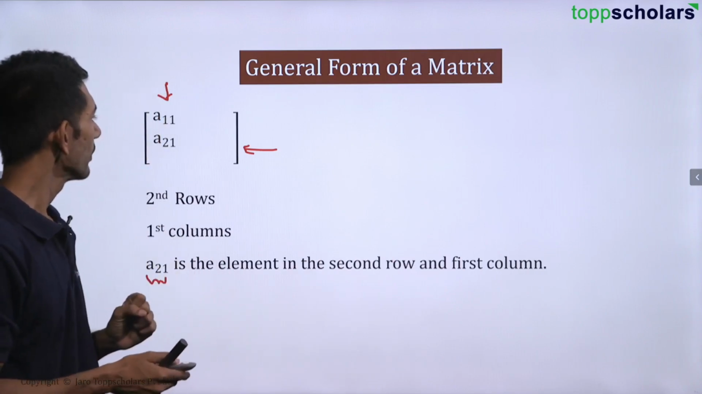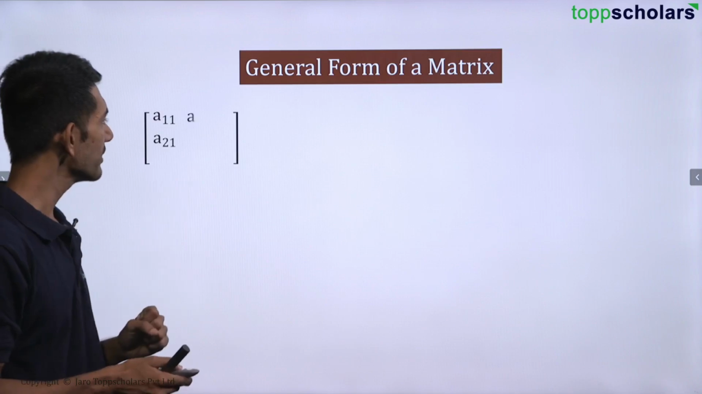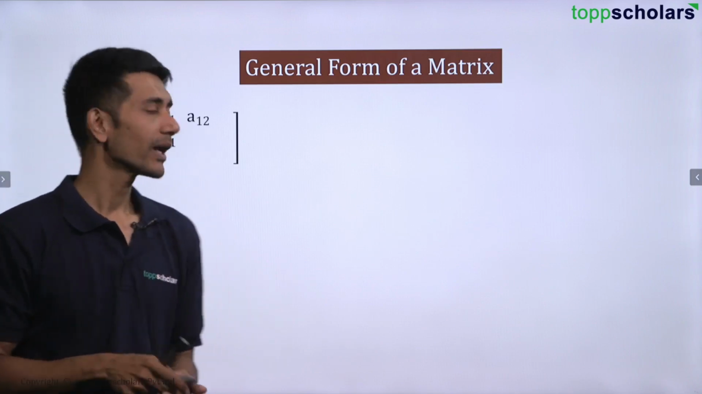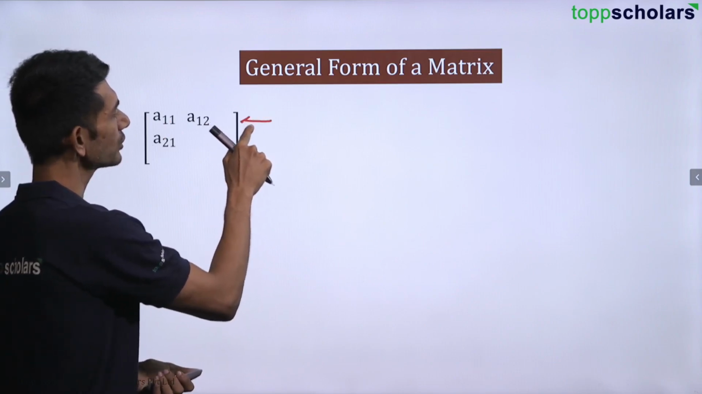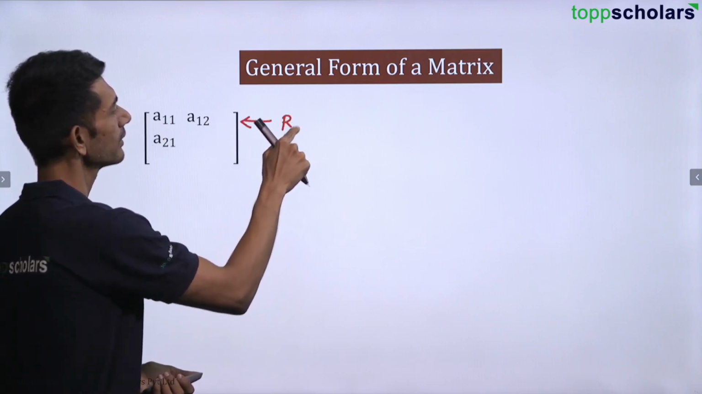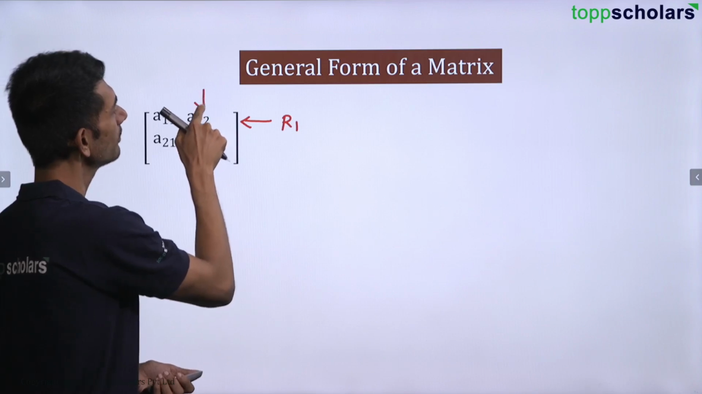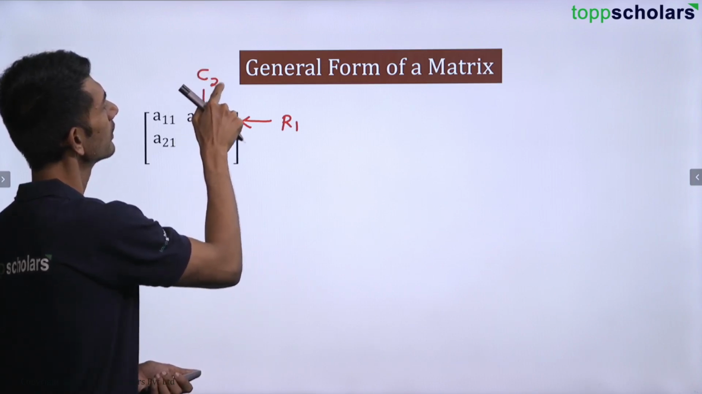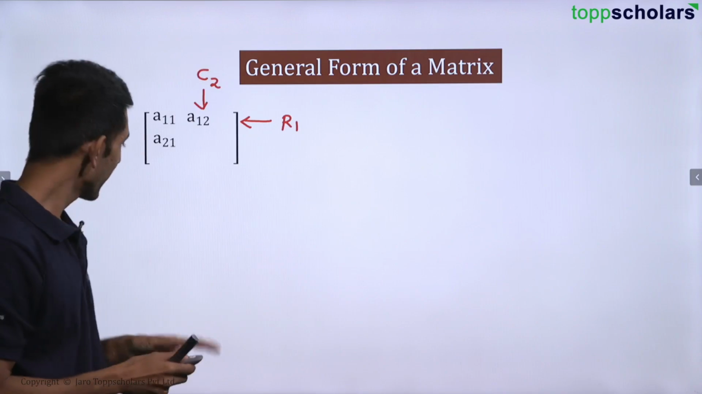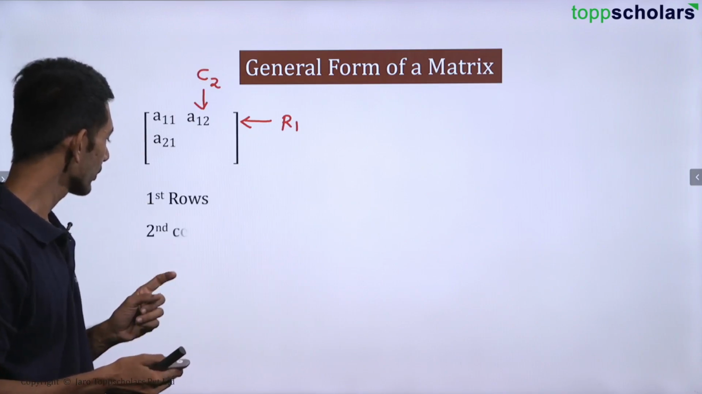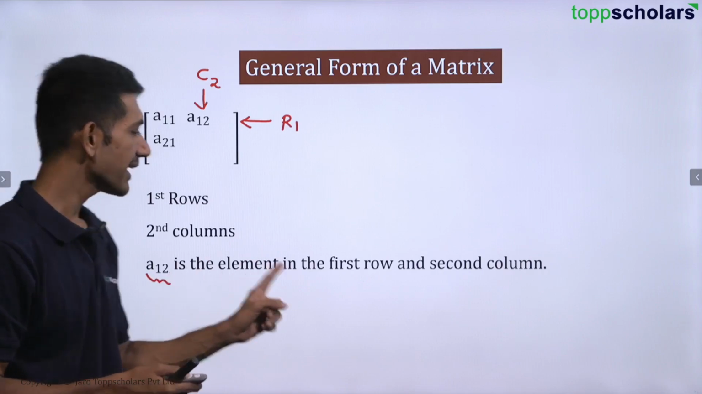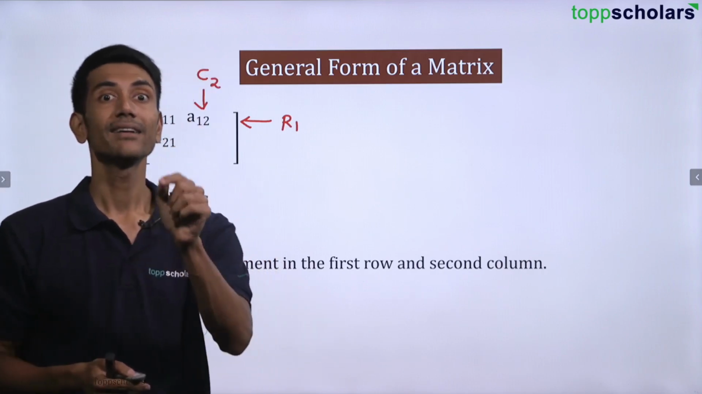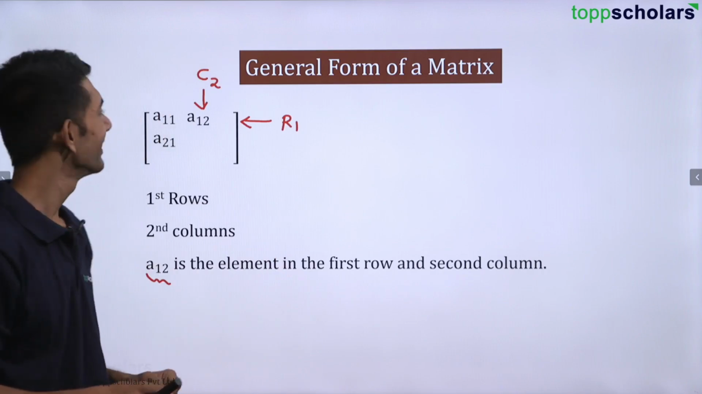Okay. Now let's continue. Let us talk about this element. So we have A12, right? So A12 is what? This is the first row, that is R1. But this is the second column. So can I say that here first row, second column, that means A12 is the element in the first row and second column. Simple? Okay.